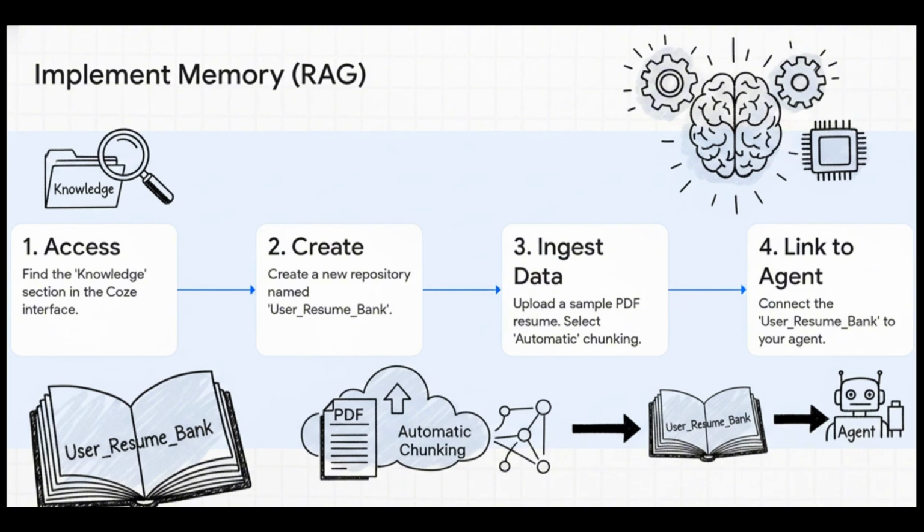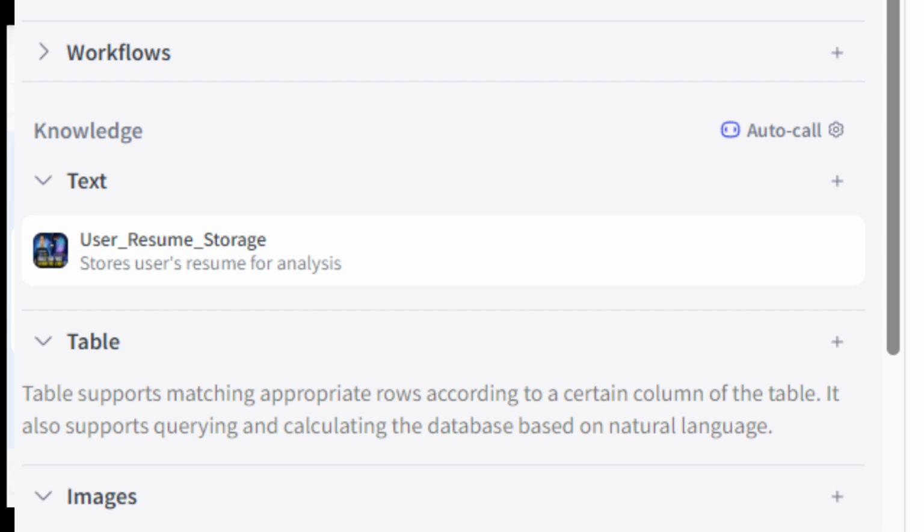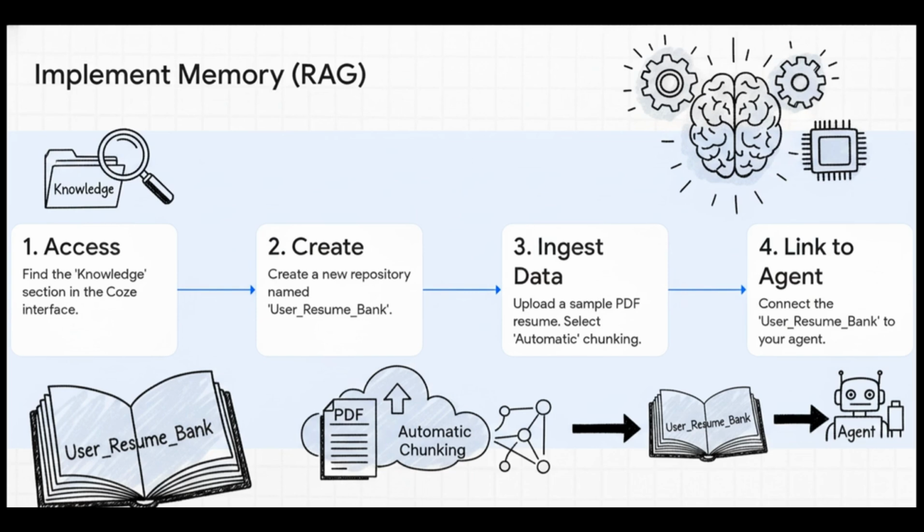Next up, let's give our agent its memory. In the Coze interface, find the knowledge section and create a new repository. Let's call it user_resume_bank. Now, just upload your sample resume. And here's the key step. Select automatic for chunking. This tells Coze to handle all the complex background work, breaking down your document into searchable pieces, converting them into a format the AI understands. It does all that heavy lifting for you. Then you just link that knowledge base to your agent and you're done.